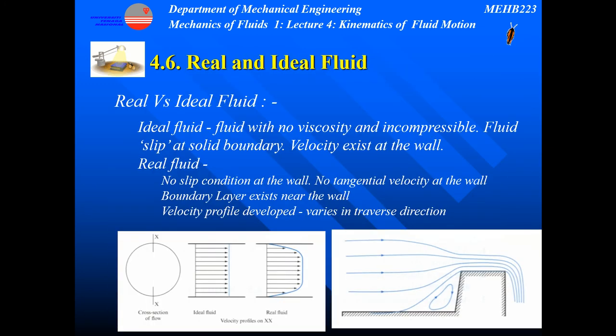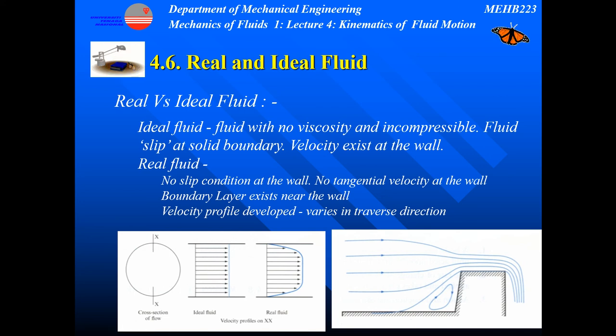The next term that you need to understand and remember is the difference between real and ideal fluid. An ideal fluid is said to be inviscid, meaning no viscosity, and incompressible, meaning the density is constant. The fluid slips at a solid boundary, therefore velocity exists at the wall. This is an example of an ideal fluid, where the velocity will be the same, whereas in reality it's not.